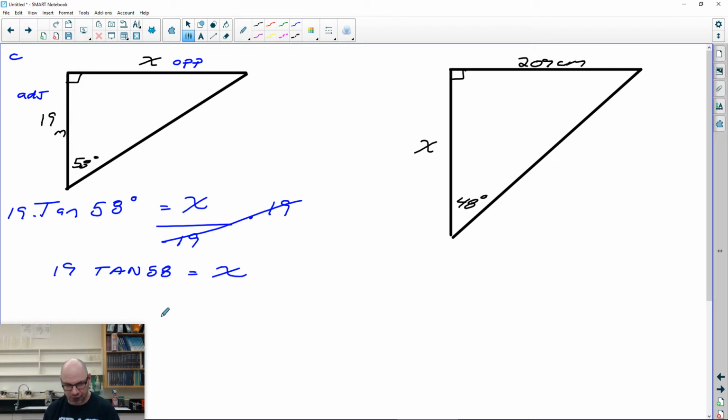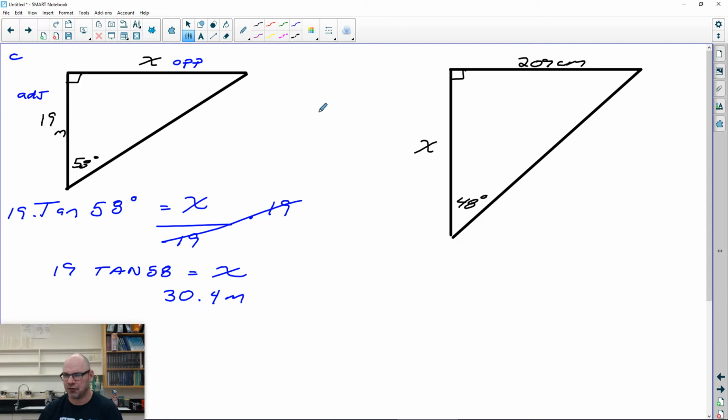So our calculator comes out again. 19 tan 58. Remember, if you have a backwards calculator, you got to go 58 tan times 19. I got 30.4 meters. Okay, hopefully you got my note about the 19.